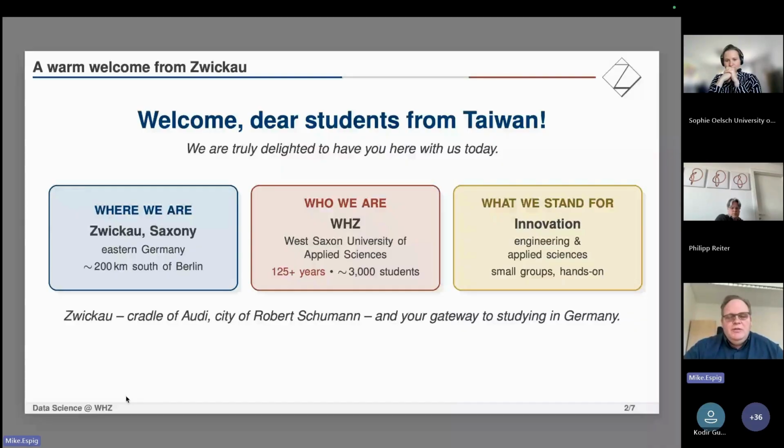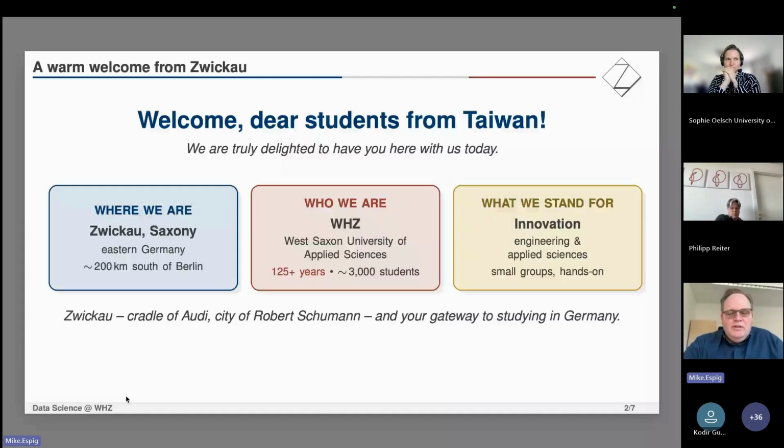Let me say a few words about who we are. We are located in Zwickau in the federal state of Saxony in East Germany, about 200 kilometers south of Berlin. Our university is called West Saxon University of Applied Sciences, in short WHZ.